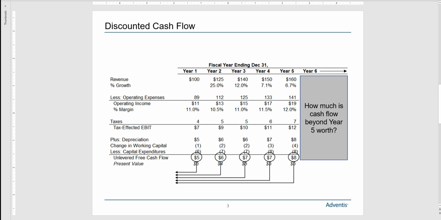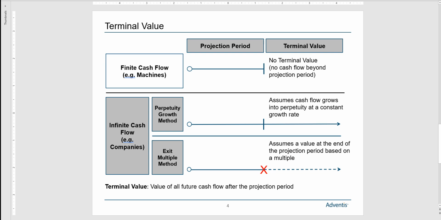But now, how do we think about how much our cash flows are worth beyond the 5th year, or projection period? What we just covered in the previous slide was the projection period. For the second part of the DCF, we need to calculate terminal value, which is the value of the cash flows after the projection period.